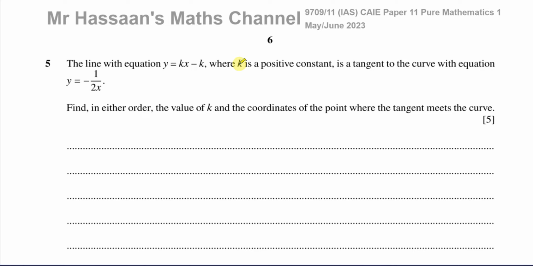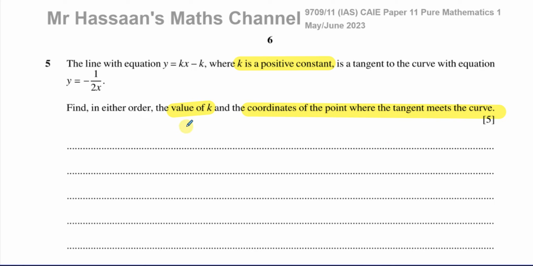First of all, we're told that k is a positive constant. That will come in handy for us when we find the value or values of k we might find. And we have to be clear that we've got to do two things here. We've got to find the value of k and the coordinates of the point where the tangent meets the curve. So there's two things to find. A lot of people just read half a question and they find that and they forget about the rest of it because they didn't read the question properly. So it's always best in the beginning to figure out exactly what you have to do.